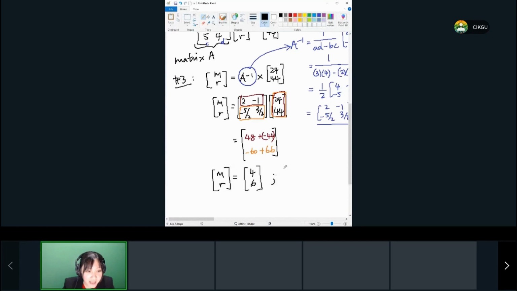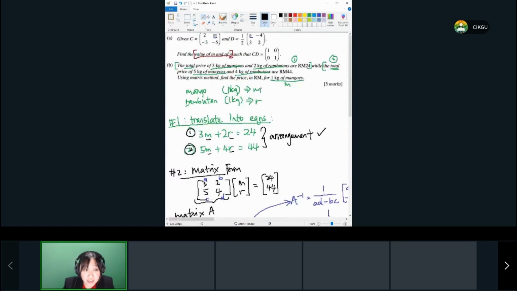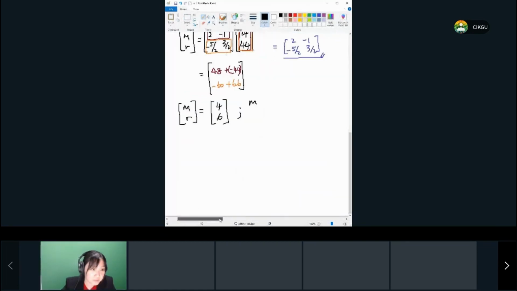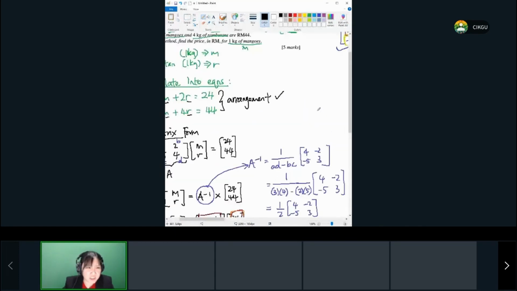That means M, which is, if you remember, what does M mean? M, we said earlier, is 1 kilogram of mango. The price for 1 kilogram of mango is M. So actually, let me write it nicely. Price of 1 kilogram mango is $4. And then price of 1 kilogram rambutan is $6. Done.